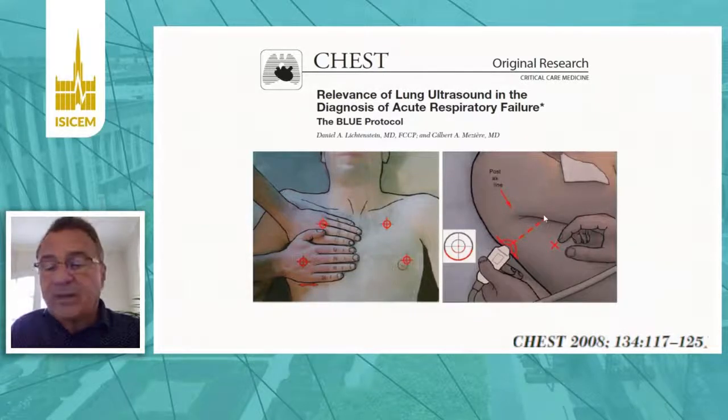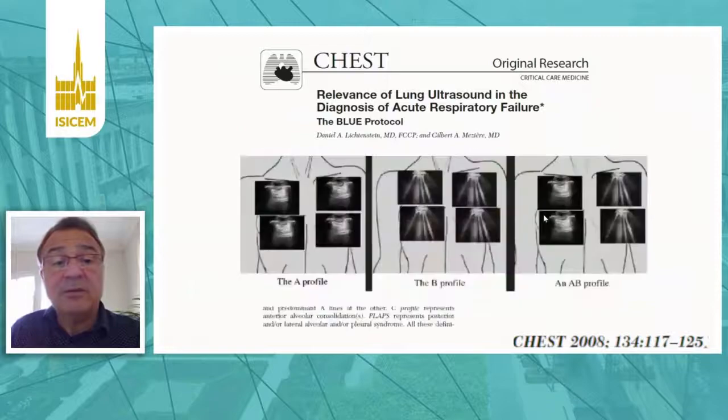And Daniel assessed the accuracy of lung ultrasound to diagnose patients with acute respiratory failure, and to help the clinician by putting the probe on the chest at 4 points on the front of the chest and 2 points on the back of the chest. And he described many different profiles.